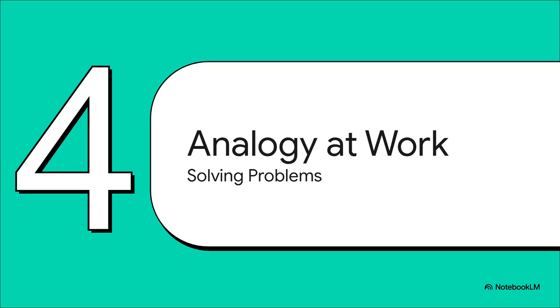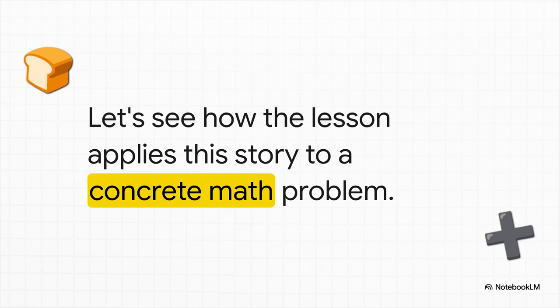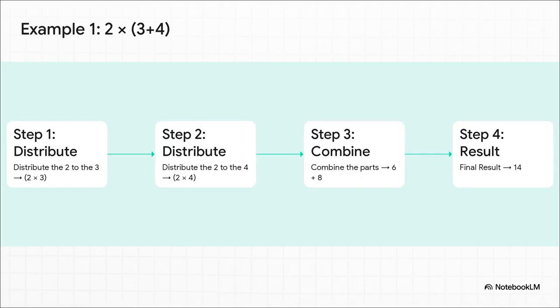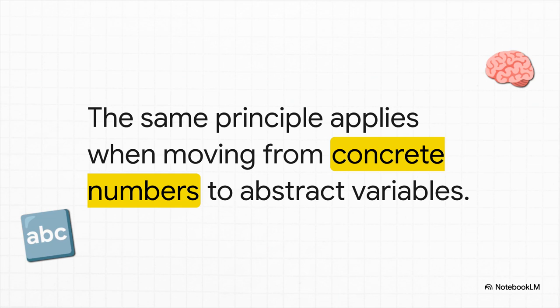Okay, an analogy is great and all, but it's only useful if it actually works when you're solving problems. So let's see exactly how this lesson applies the story to real math problems. We're going to start with a pretty straightforward example from the lesson, just using numbers. All right, let's apply this story here. Think of that 2 outside the parentheses as the bread. It has to be given to the first person, the 3, and then it also has to be given to the second person, the 4. You distribute that 2 to both terms inside. Nobody gets left out.